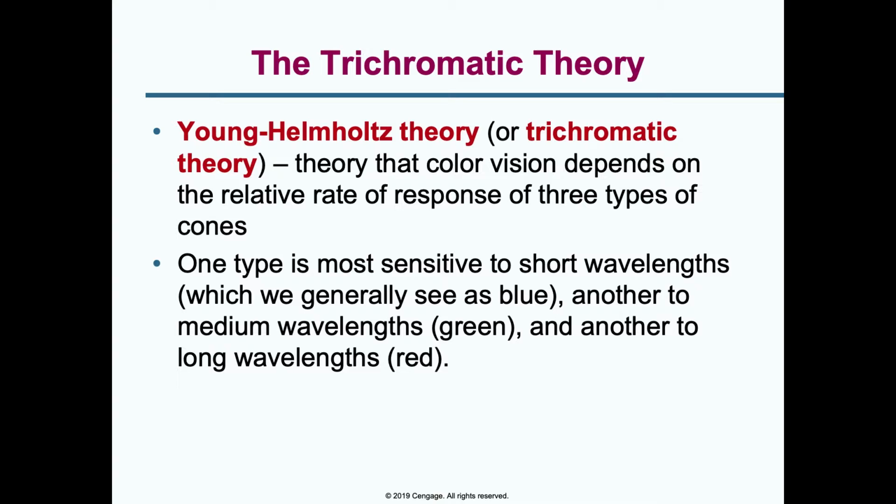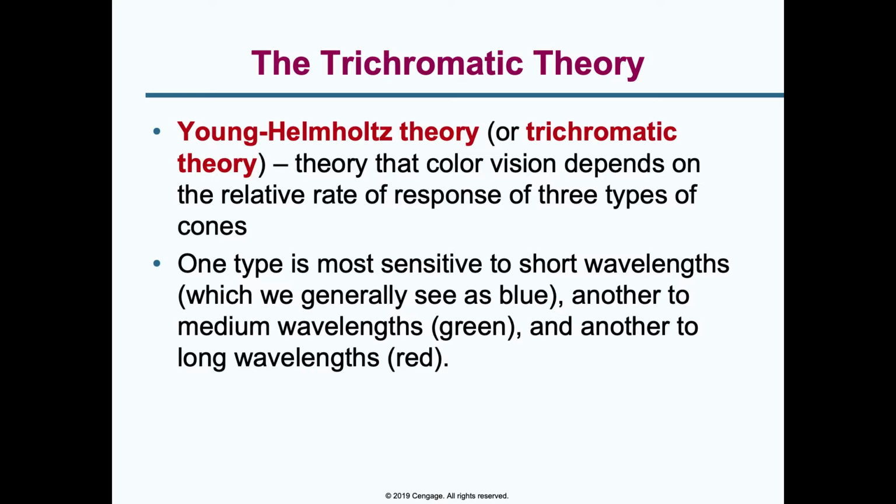The first one is called the trichromatic theory. You might want to circle or highlight the tri part of trichromatic in your notes, because tri stands for 3. It's important to remember that, because we're going to talk about how there are 3 things involved here. It's called the Young-Helmholtz theory, also known as the trichromatic theory. And it basically says that color vision depends on how 3 types of cones respond to the light that hits them.